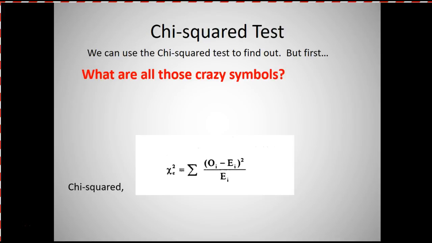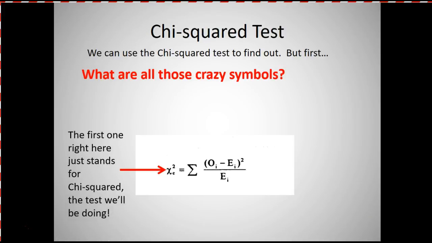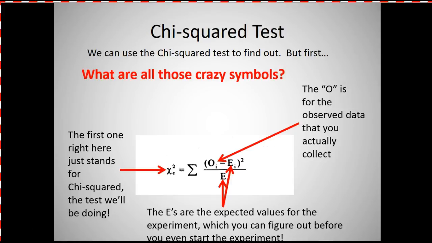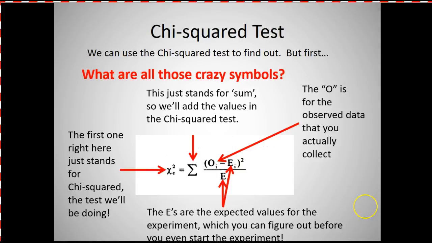So first, what are the different parts to this equation? Well, we have this part right here, which you can see is X squared sub c, and that of course is the chi-square. Then we've got this O sub i. Well, that stands for the observed data that we're actually going to collect during the investigation. Then you've got E sub i, and I'll bet you can probably already guess what that's going to stand for. If O is for the observed data, then the E is the expected data, the expected values that we expect to get from doing the experiment or investigation. So we obviously can figure those out before we even start. This symbol that looks kind of like a crazy E actually just means sum. So that means we're just going to add up these values that we're collecting during the chi-square test.